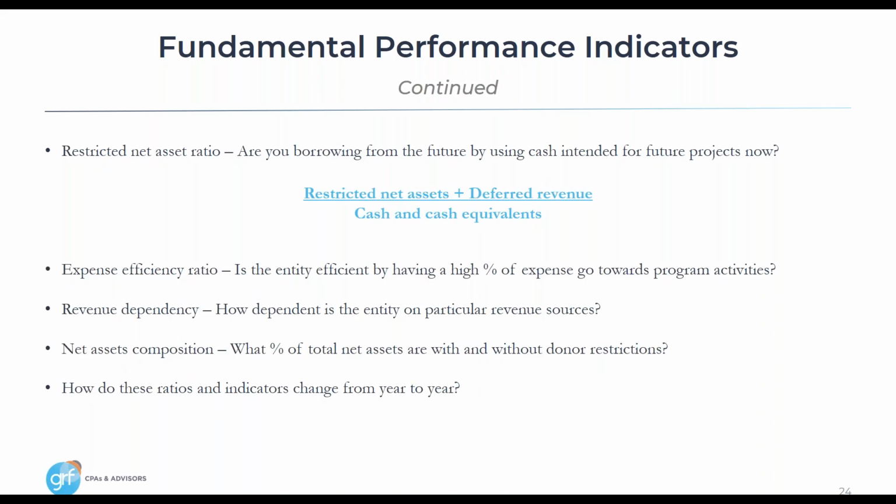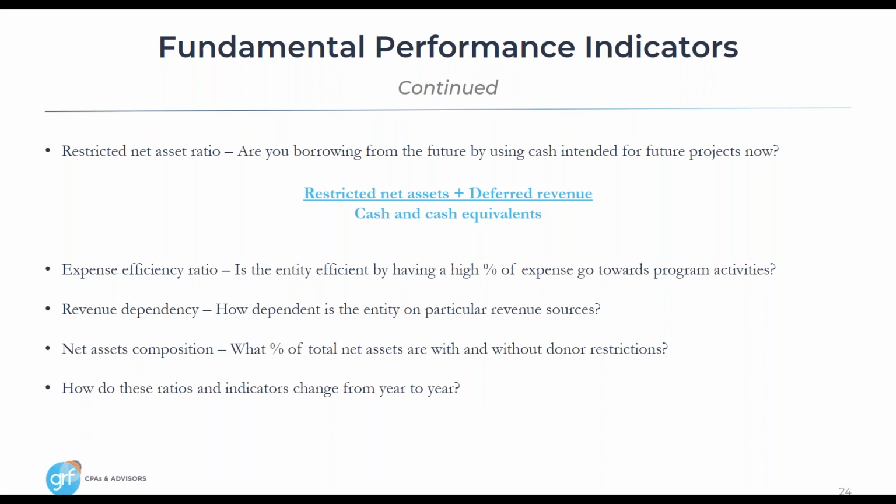The next ratio is the restricted net assets ratio. Essentially, what we're looking at here is whether the organization is using cash and resources now which are really intended for future purposes, either because they're restricted for future purposes or because they've been received as part of deferred revenue. So this is revenue which is not being recognized yet. Really, it's all about cash which is for the future purposes.